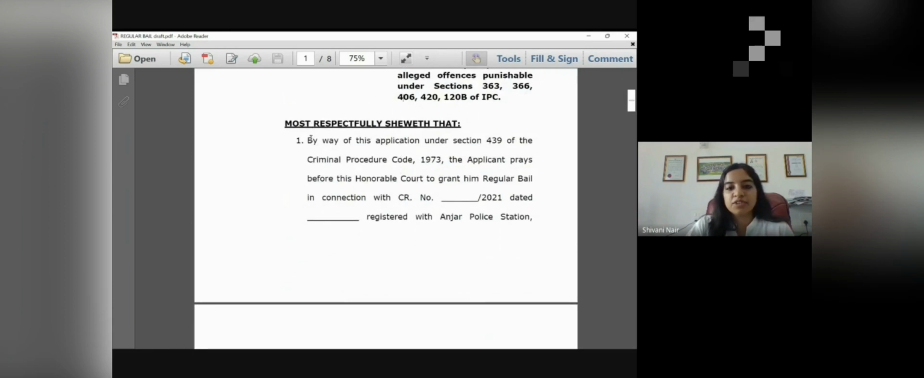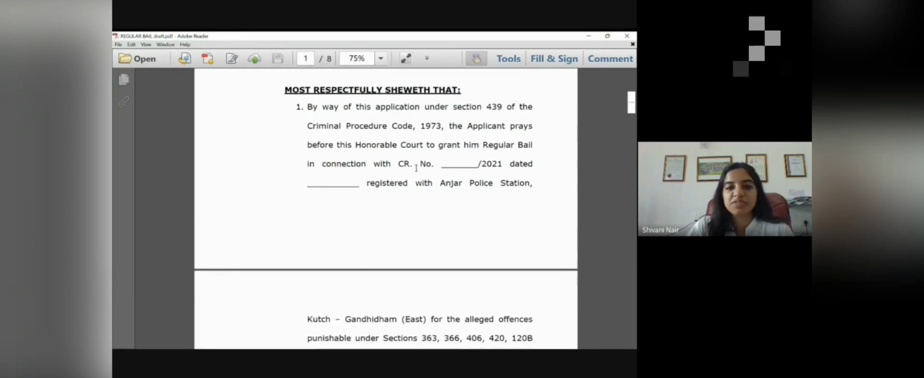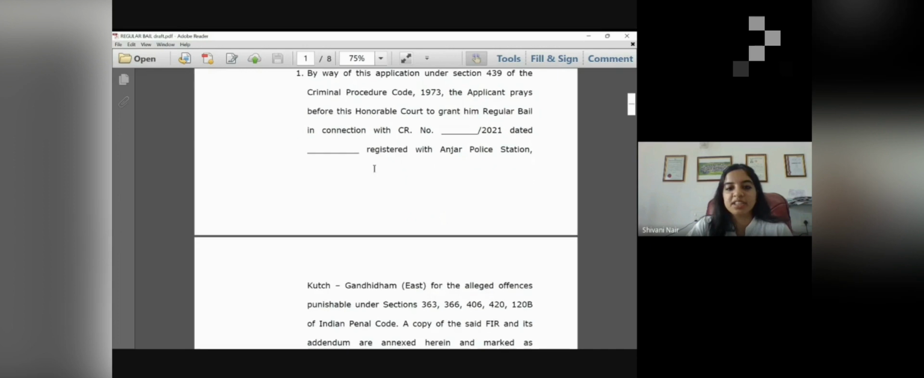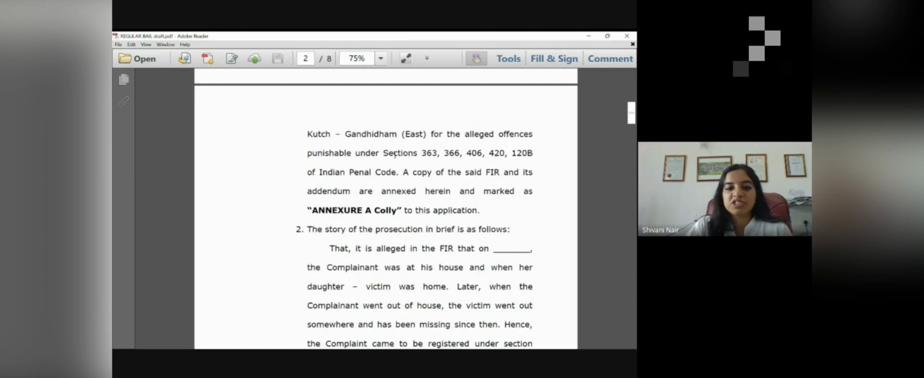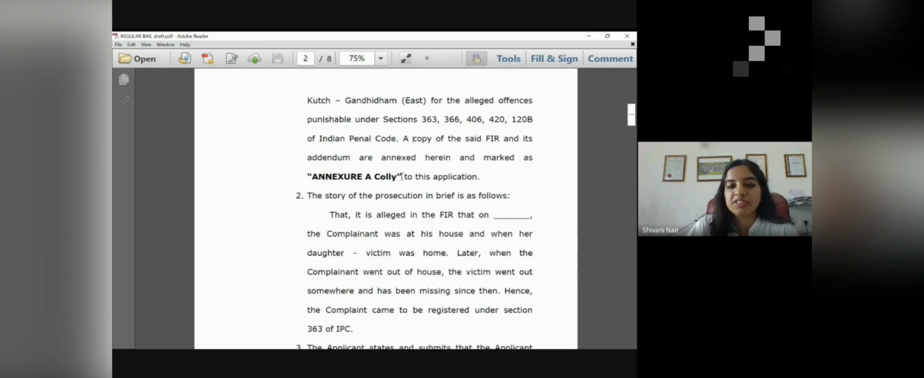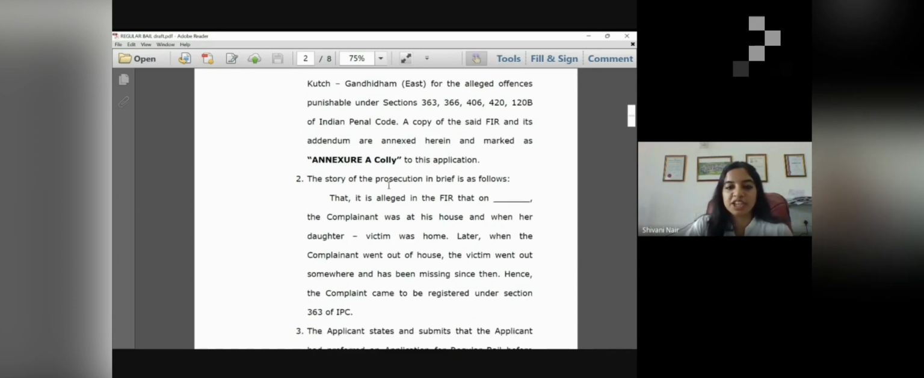First is, by way of this application under Section 439 of CrPC, the applicant prays before this Honorable Court to grant him or her regular bail in connection with CR number so and so, registered with so and so police station at so and so place for the alleged offences punishable under whichever offences this person is arrested under. Then we add Annexure A, the copy of the said FIR and its addendum, annexed here and marked as Annexure A to this application.